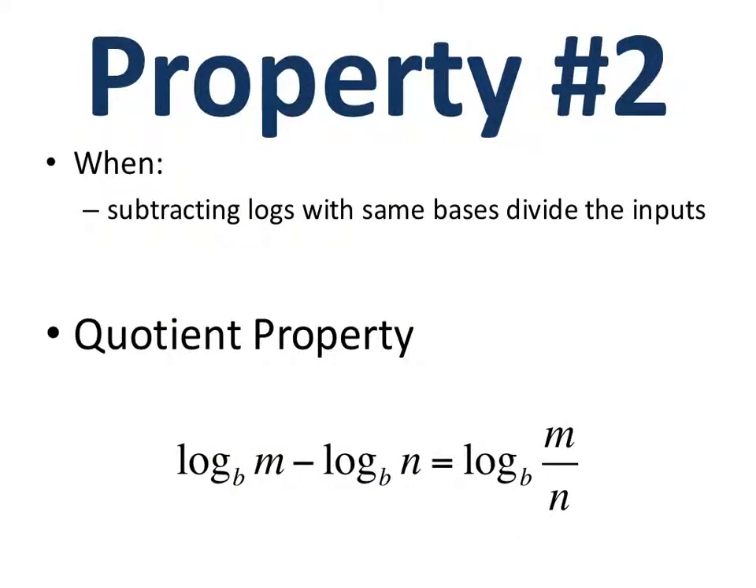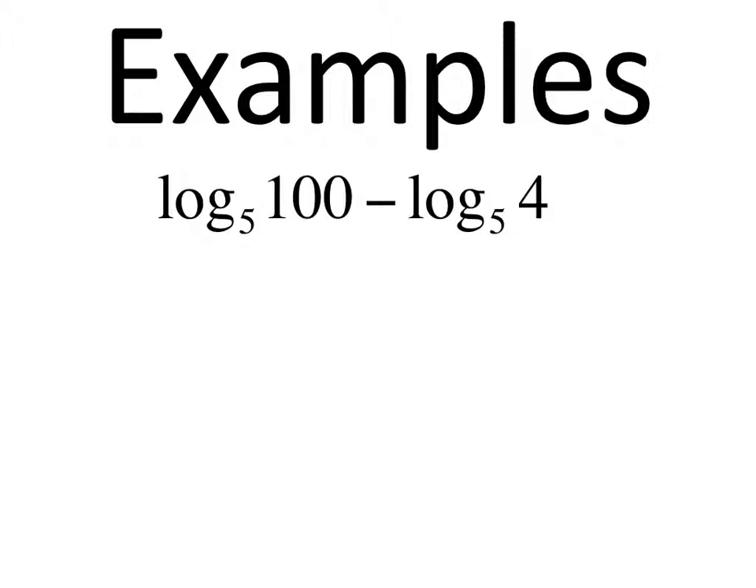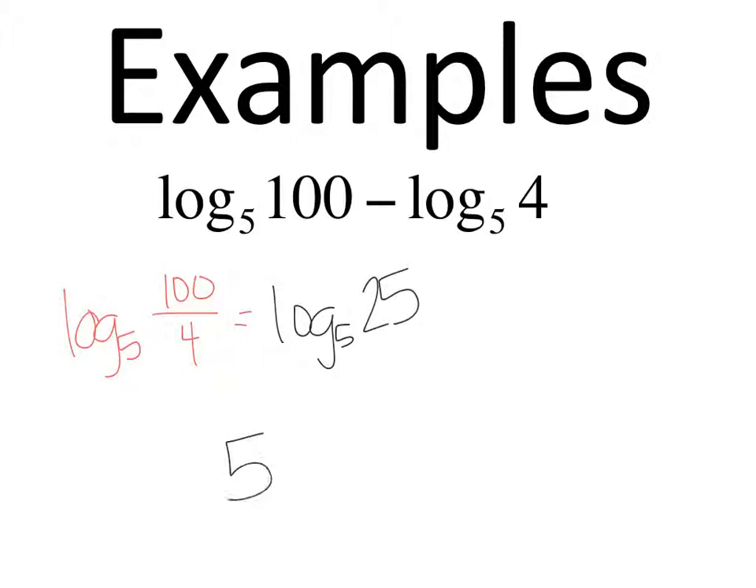Property number 2. It's the same idea, but when we're subtracting logs, we divide the inputs. So again, my bases match, so I took my 2 inputs and I divided them. Your example here, I have log base 5 and I take my 2 inputs. The first input always goes on top, the second input goes on bottom. So 100 divided by 4 is 25. Then again, I have to think 5 to what power is 25? And so again, this one simplifies down to the number 2.